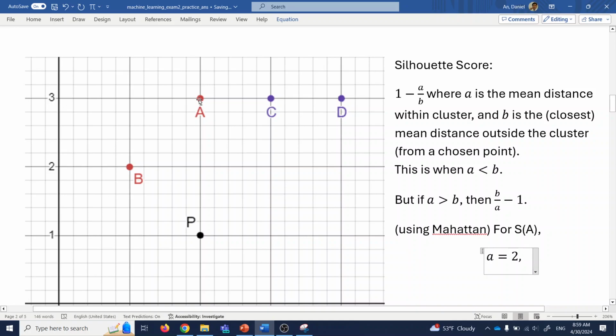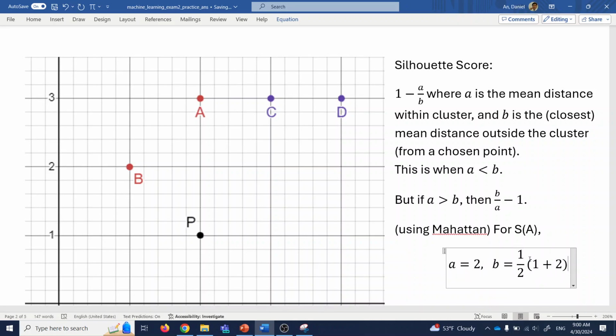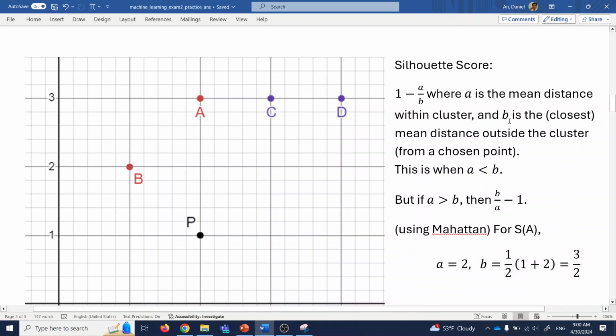But for A to C and D, what is that? A to C is 1 and A to D is 2. So you have B equals 1/2 of 1 plus 2. Okay? So that's going to be what? 3/2. Okay. All right. Now, which formula do we use? Do we use 1 minus A over B or B over A minus 1? B over A minus 1, because A is bigger, right?